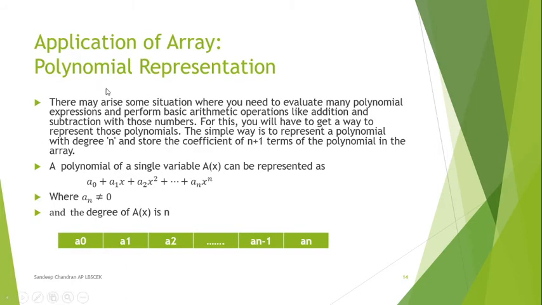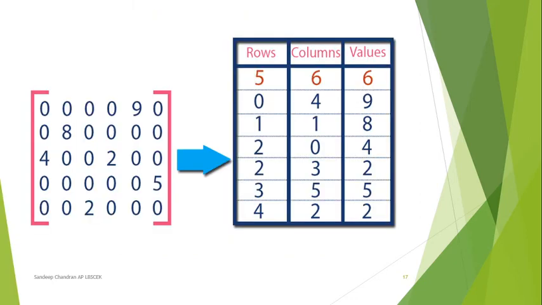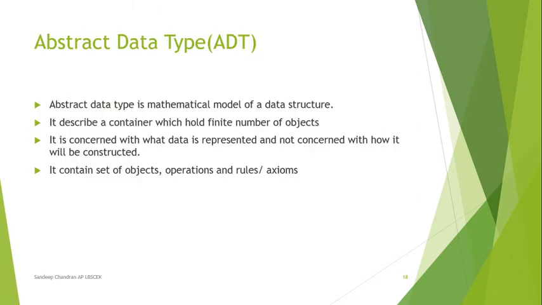Now we will discuss the applications of array. Already, as we know about arrays, we will come to the applications of array. Before discussing applications, let's talk about this one. Okay. Abstract data type. Abstract data type is a mathematical model of a data structure. ADT, or abstract data type, is a model of the data structure. It describes a container which holds a finite number of objects.